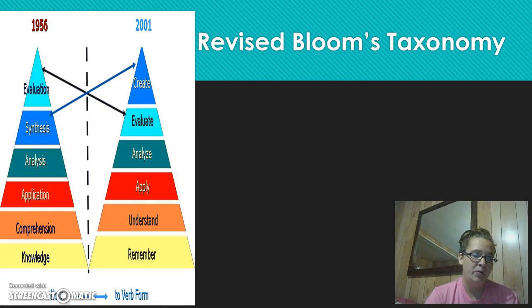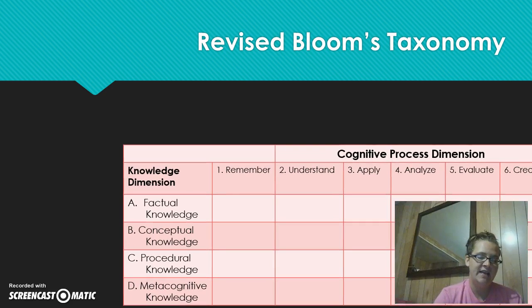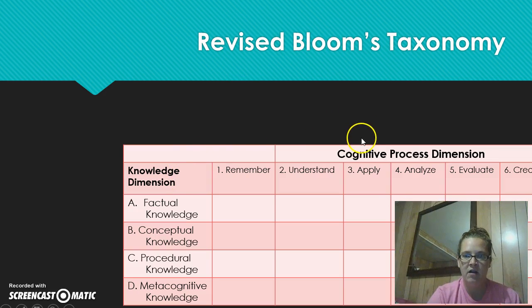The revision improves on the original by adding a two-dimensional framework into which the objectives and assessments can be classified. The original knowledge section divided into the knowledge dimension and the cognitive process dimension. Knowledge is divided into the types of content: factual, conceptual, procedural, and metacognitive. And then the cognitive processes are numbered: remember, understand, apply, analyze, evaluate, and create.